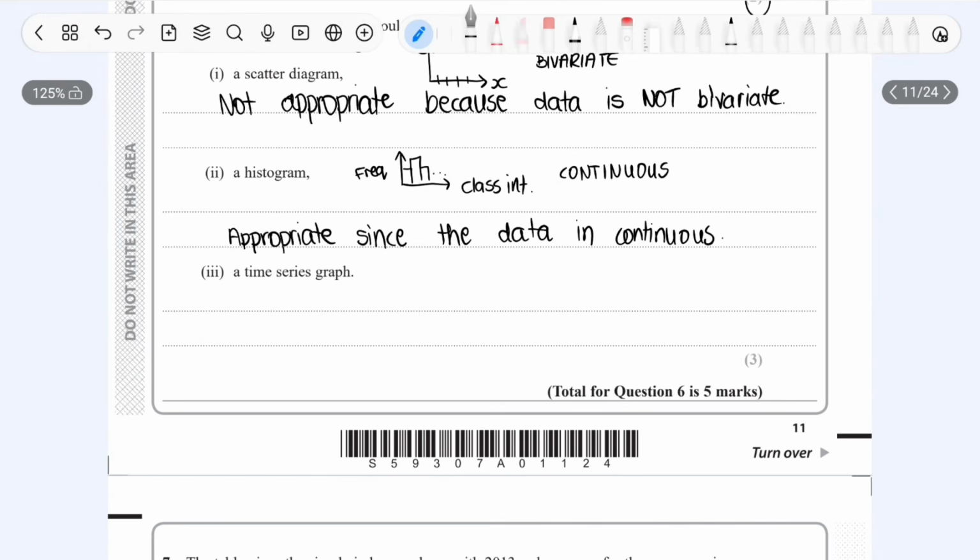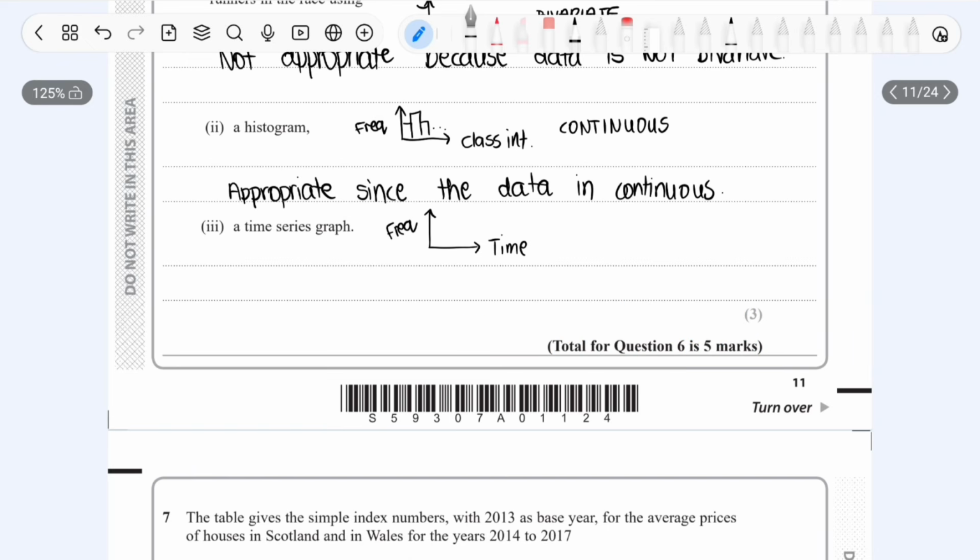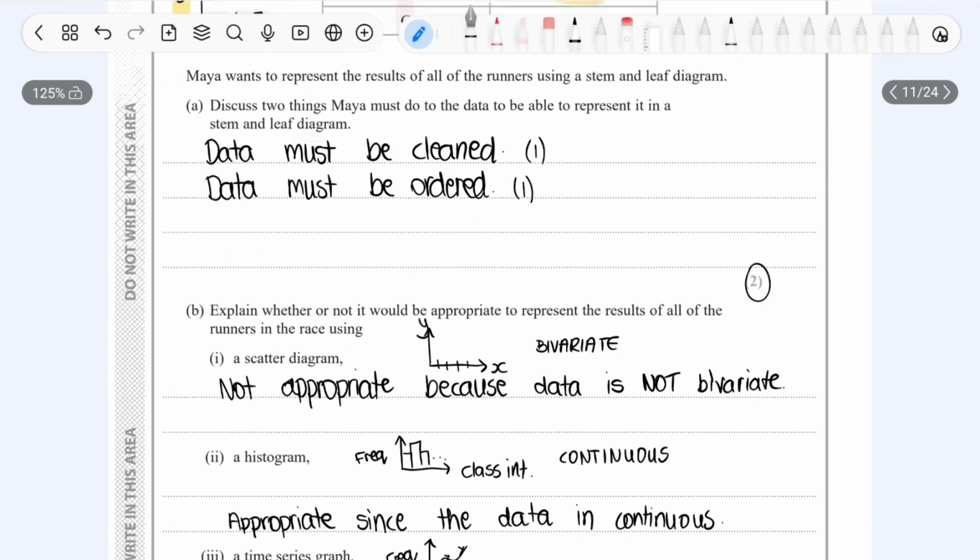And the last one, a time series graph. Yet another one that you need to know. On the x-axis you have time, I wonder where that comes from, and then on the y-axis you need frequency. The idea is as the time moves on you plot different frequencies here, here and here, and then you join them up like so. Now, can we do that here?